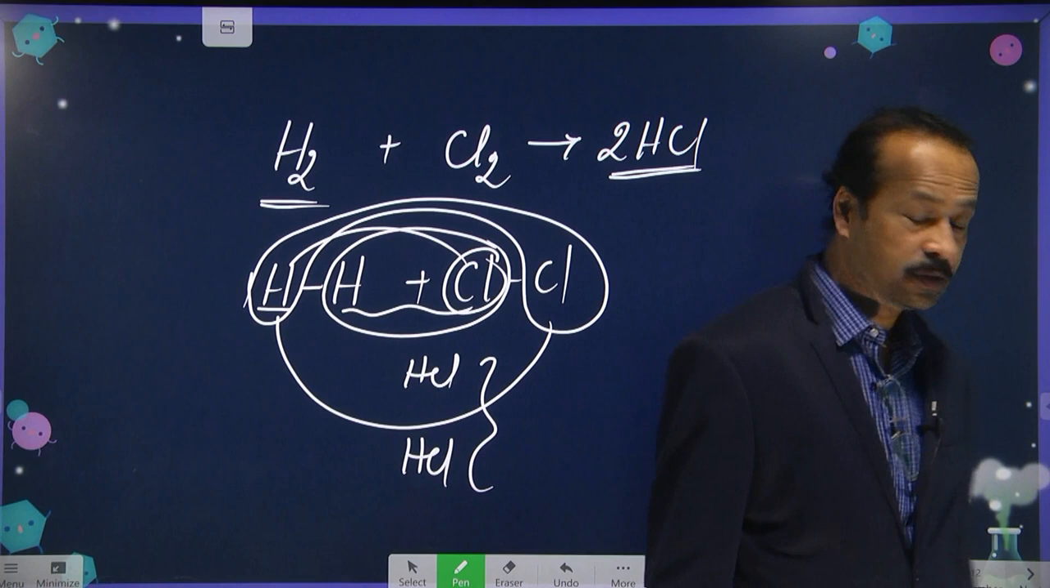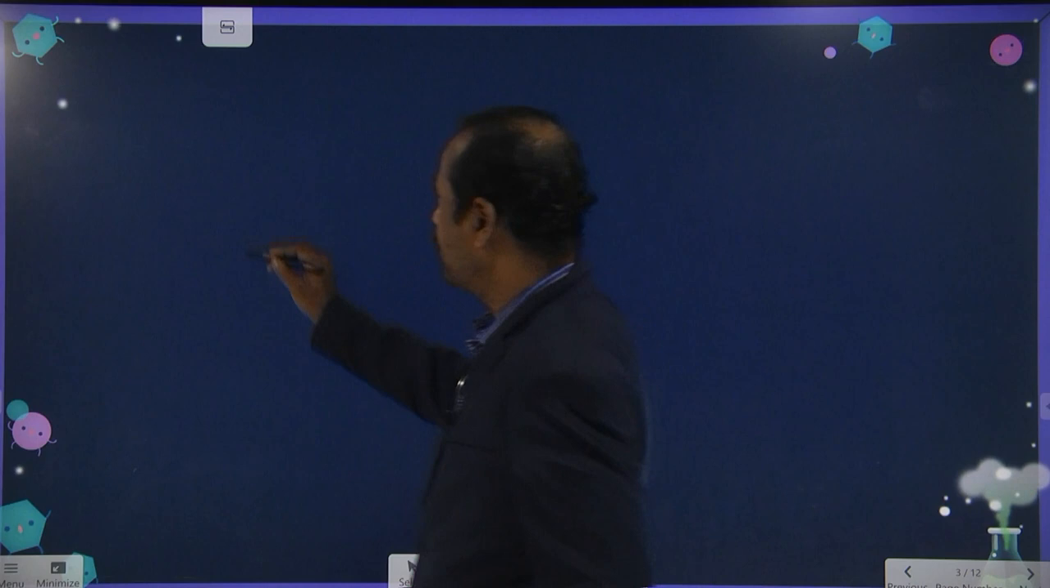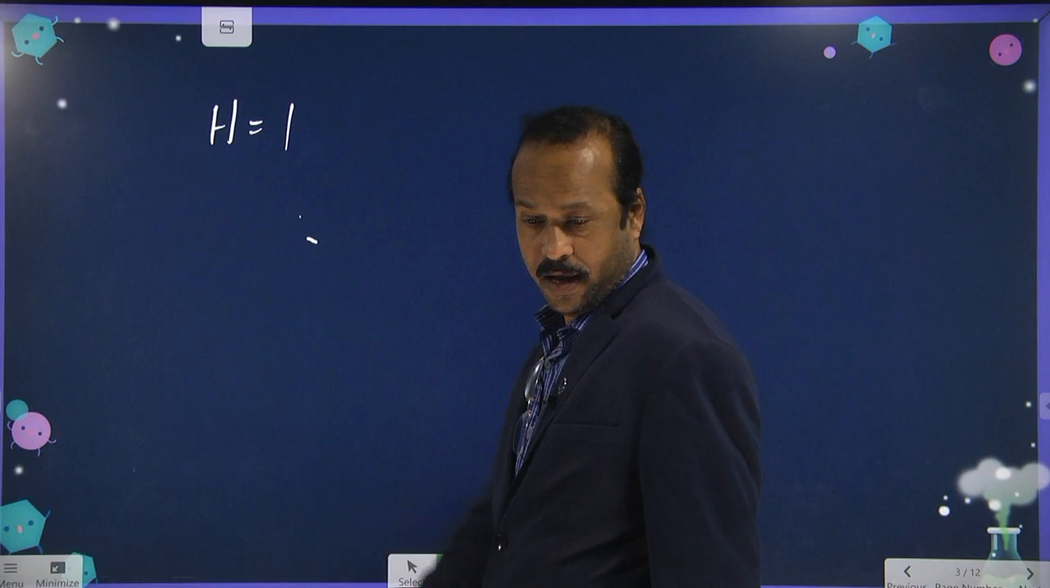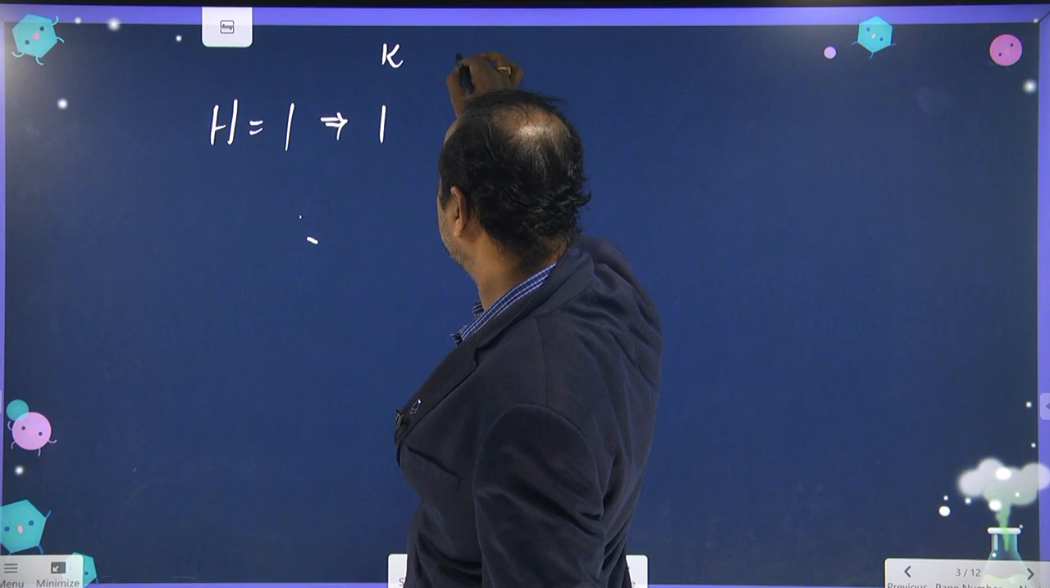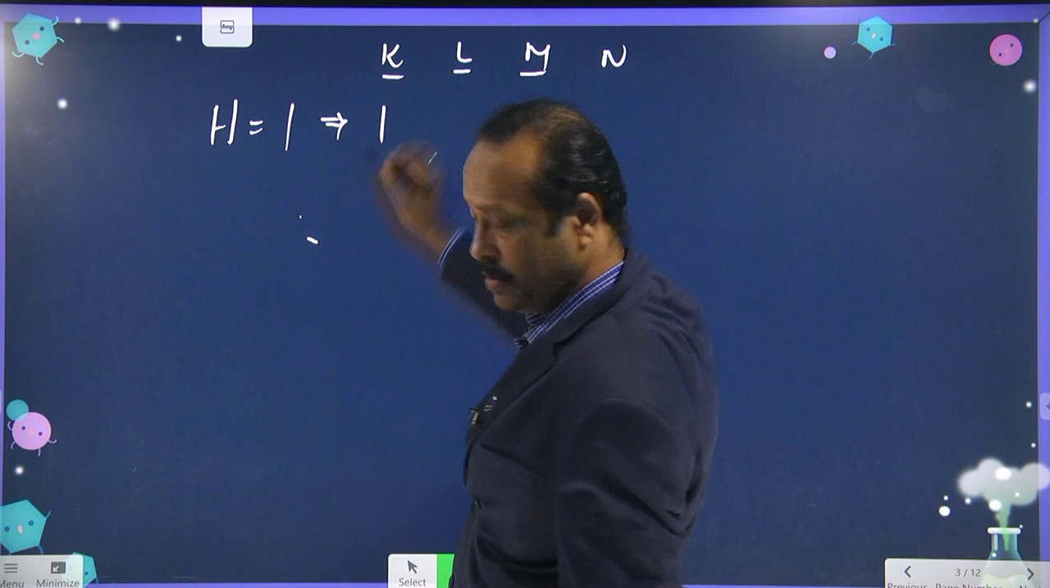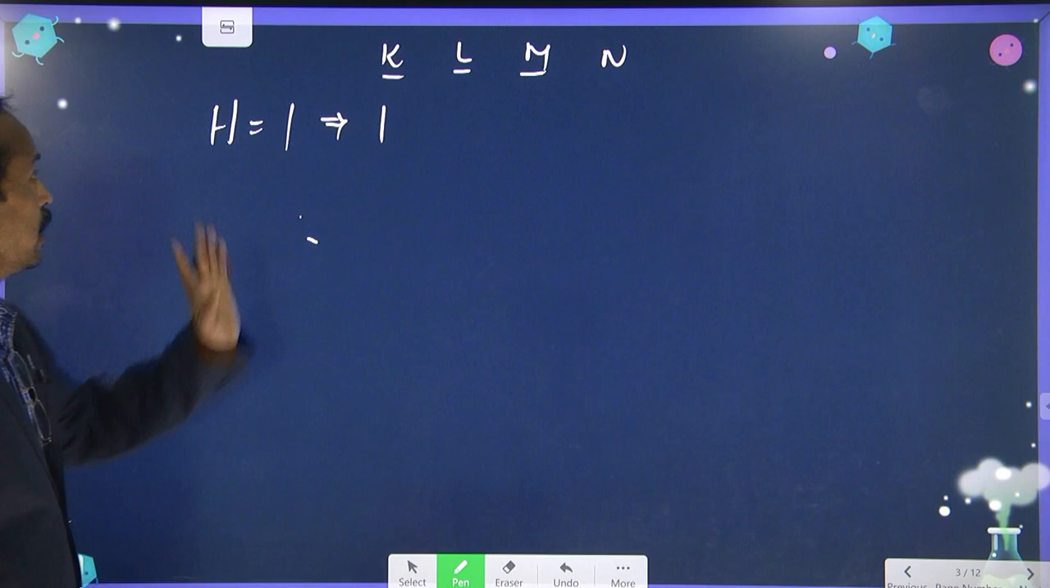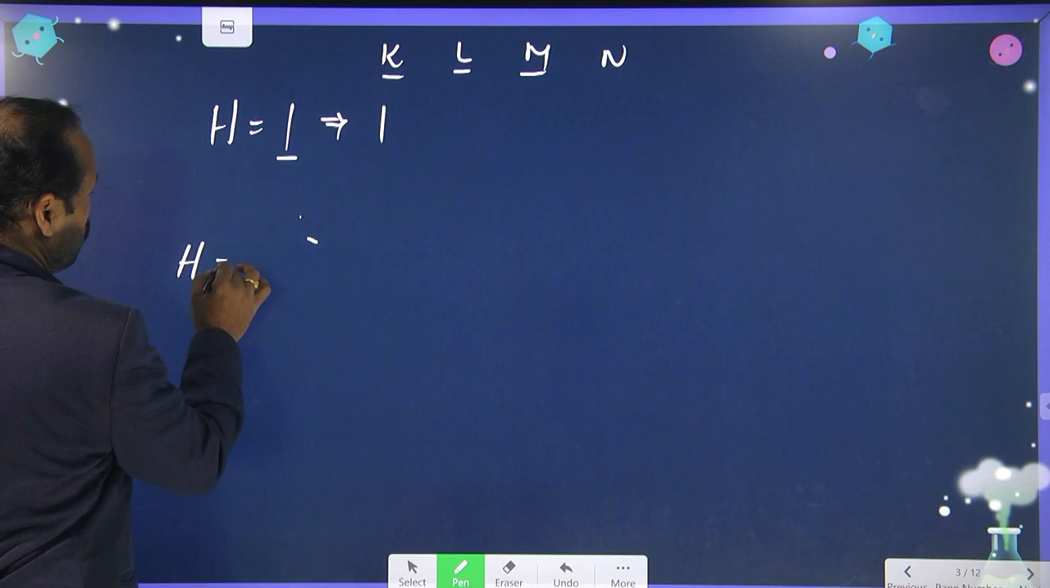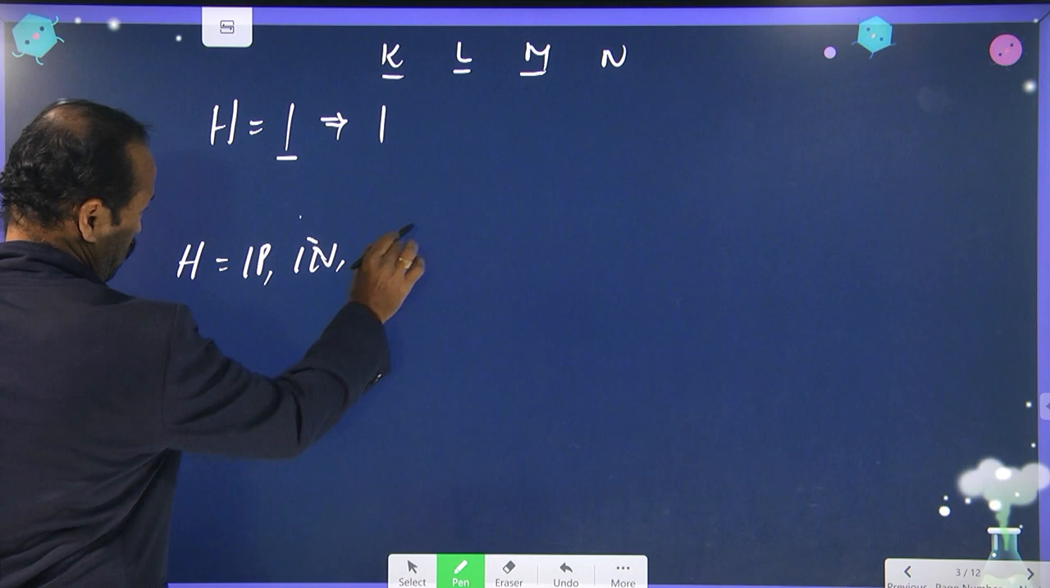For example, let us take the hydrogen atom. Hydrogen's atomic number is 1. What do we write for the electronic configuration? Only 1. You know about the K shell, I think we discussed it in atomic structure: K, L, M shells. So hydrogen has only one electron, and that one electron is present in the K shell. Hydrogen has one proton, one neutron and one electron, and the proton and neutron are present in the nucleus.